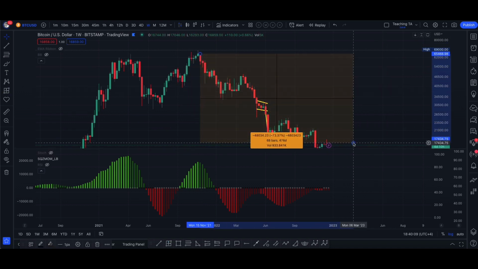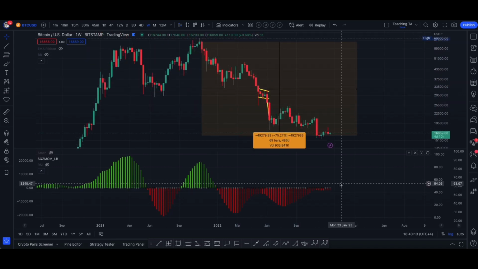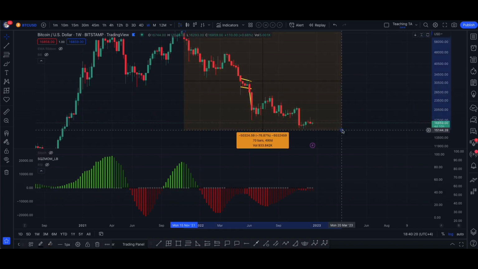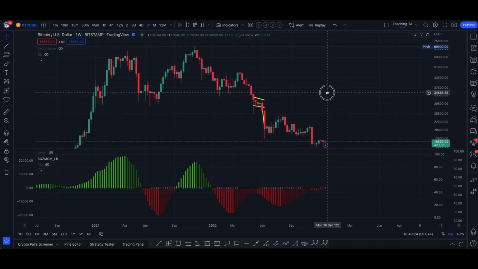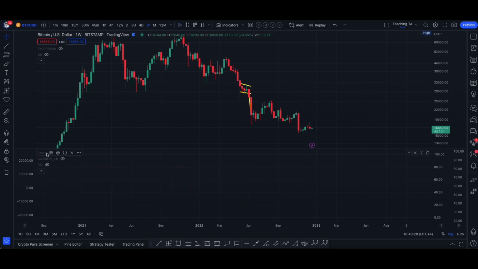So if you had shorted from that place when it started to go into gray and you closed your short when it started to become green again, you would have been still in profit. The trade would still be open because we haven't gone into green again. So this would have been a phenomenal trade. So that's why I really like the squeeze momentum as well.